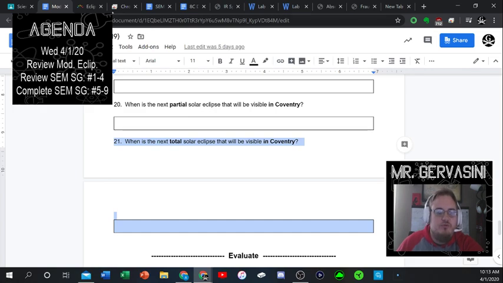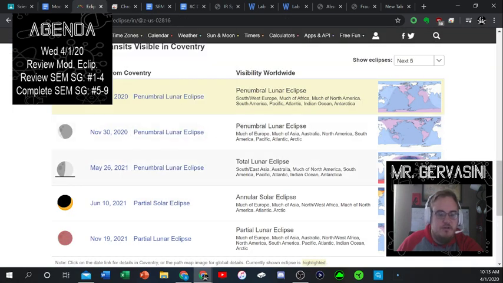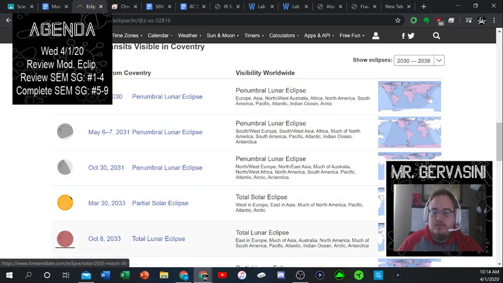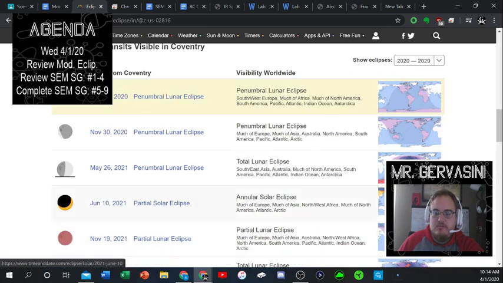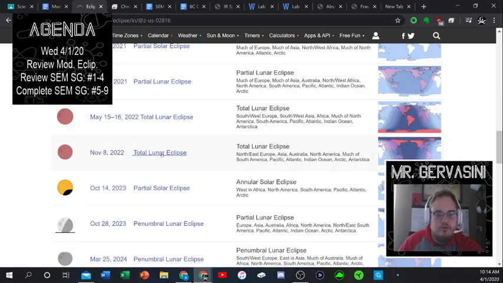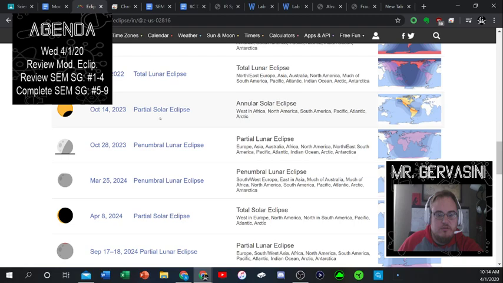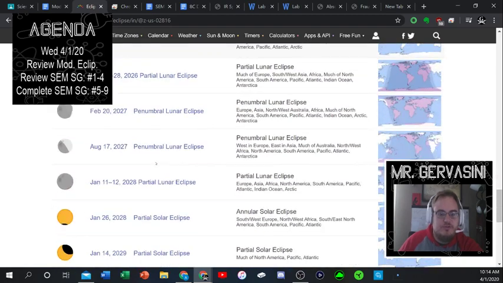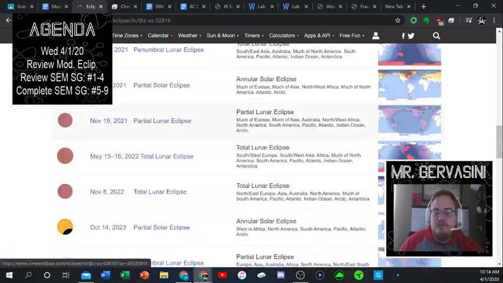We're looking for the next total solar eclipse. Well, that's none of these for Coventry. So let's see, that's 2021. Let's go to the 20s. Partial lunar, total lunar, total lunar. Partial solar, partial solar, partial solar. No, nothing in the 20s.